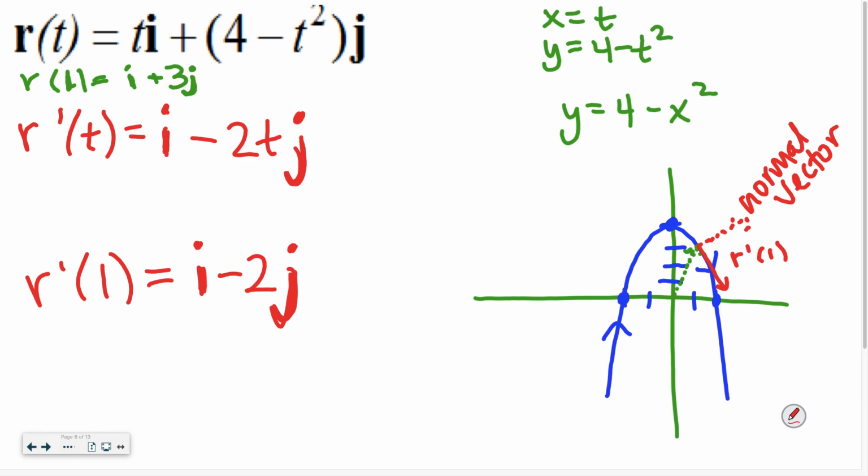Our normal vector would be what? This one in particular. 2, 1? How'd you know that? Because it needs to be perpendicular to the tangent vector, and if our tangent vector is 1, negative 2, then opposite reciprocal for slope, the vector would become 2, 1. Why not negative 1? No, because our slopes need to be opposite reciprocal, and this slope is negative altogether.